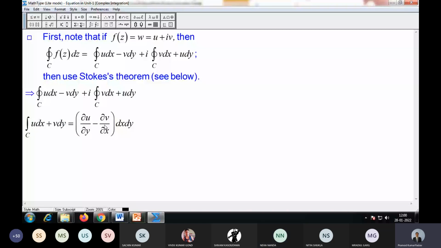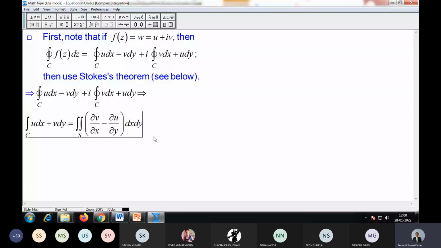Yes, that's right, because the sign will change: del v by del x minus del u by del y, and this whole is in double integration over the surface. So the line integral is going to reduce to this one. Okay. So this is Green's theorem. So we may use Green's theorem and we may prove the result directly. So you may apply Green's theorem here.